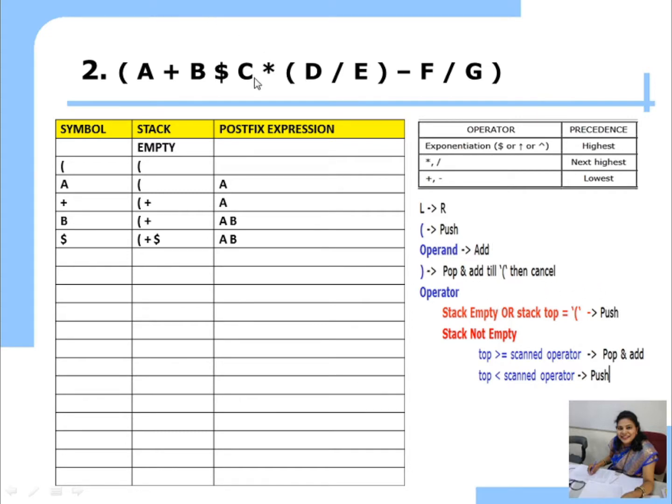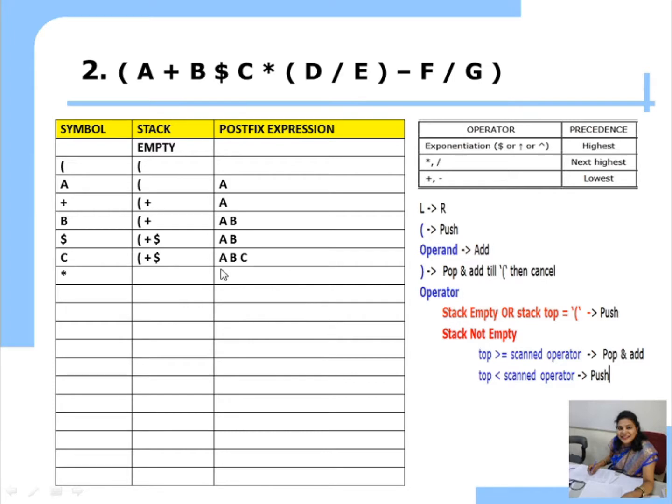The next is C. C is the operand. So you are going to add it to the postfix. So A B becomes A B and C. Postfix expression will be A B C and the stack will remain unchanged. After C there is an operator. It is the multiplication sign. So again an operator is encountered, then you are going to compare what? Stack top. Is it greater or equal or lesser? It is greater. Dollar is greater than the multiplication. See here. So if it is greater, we are going to pop and add. So dollar will come here.